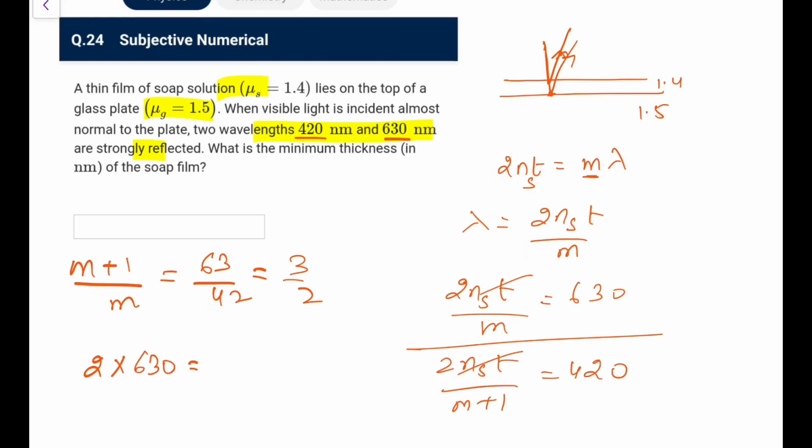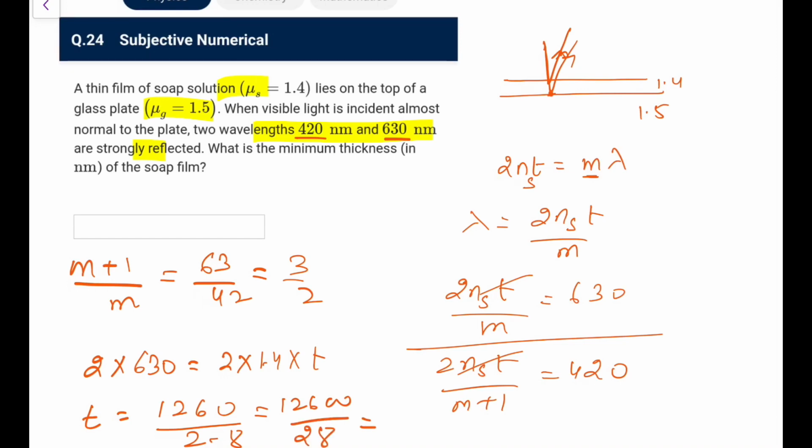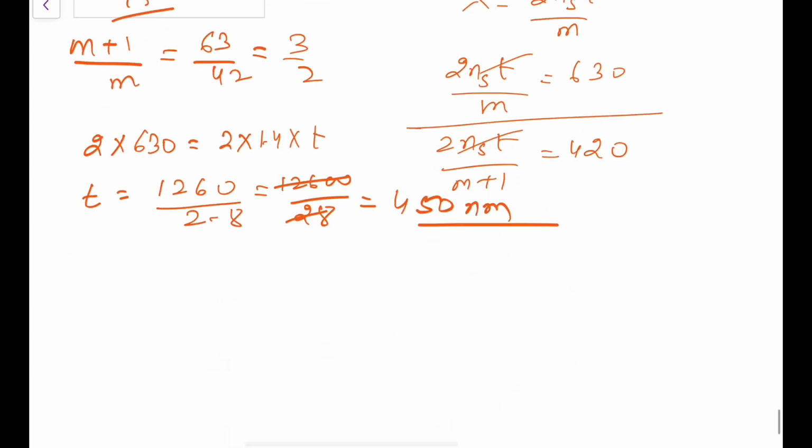So 2 into 630 would be 2 into n t, it is 1.4 into t. So t comes out as 1260 upon 2.8. I need to check if it comes in its table. So let me do 1260 upon 2.8, or 12600 upon 28. If I do the table of 28, you know 140 is 5 times, so it would be 4 times. 28 4s are 112, so 140 will be remaining, so 450 nanometer will be my answer for this particular case. So the answer is 450. Again a nice question, slightly calculative, not very much calculative.